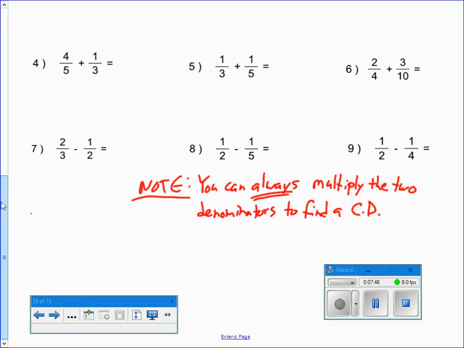Alright, so you can always multiply the two denominators to find the common denominator. This won't always necessarily be your lowest common denominator, though. Whenever you can, try to find that least common denominator, so you're just working with smaller and easier numbers.